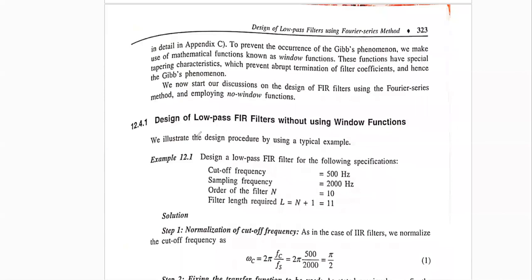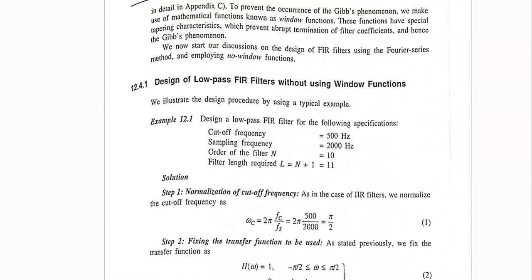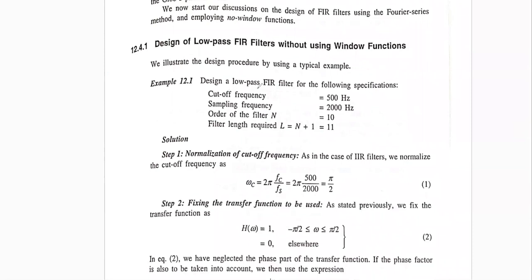Design the low pass FIR filter without using window function. First of all, we are not using window function. Design a low pass FIR filter for the following specification. The cutoff frequency is given, the sampling frequency is given, the order is given. N is the order of the filter, and the length of the filter is always the order of the filter plus 1.